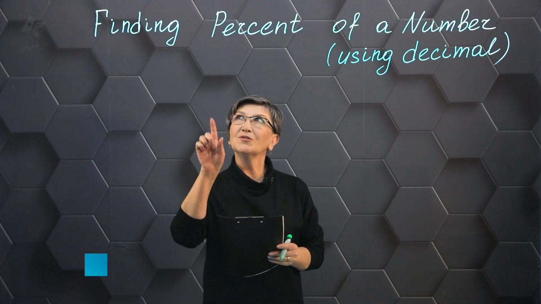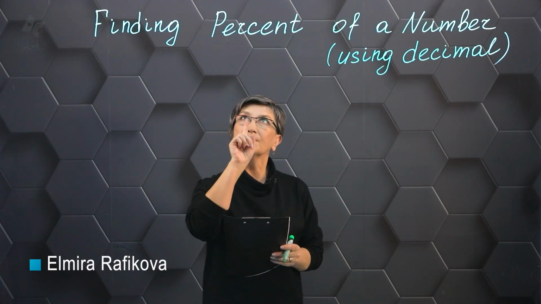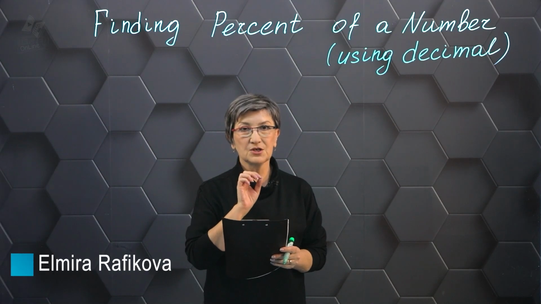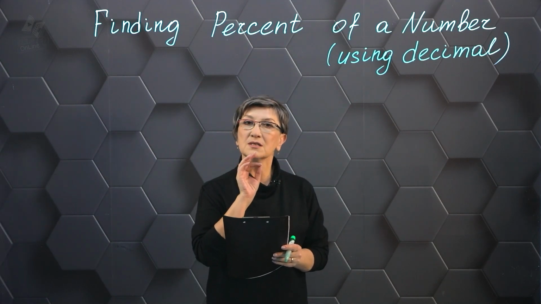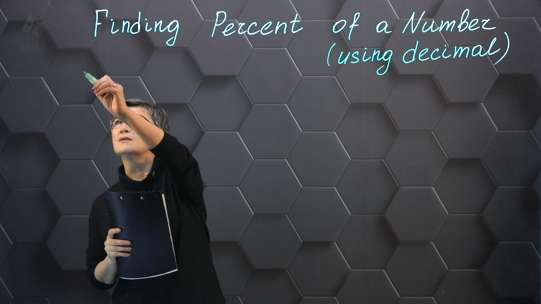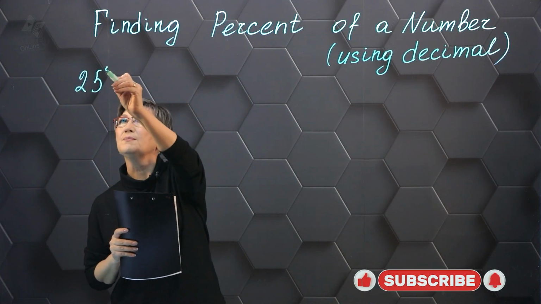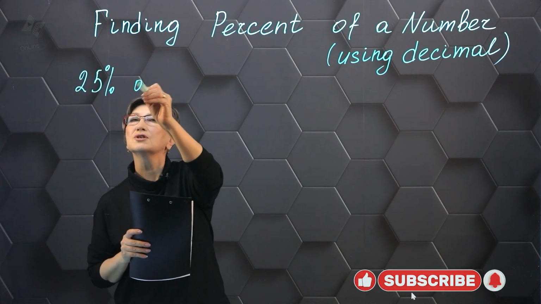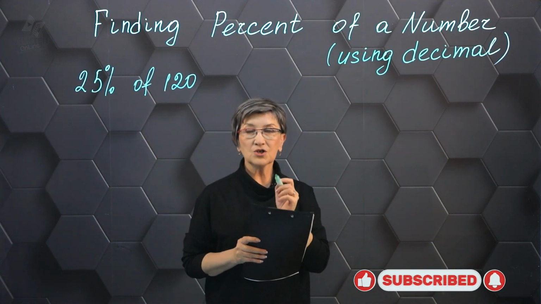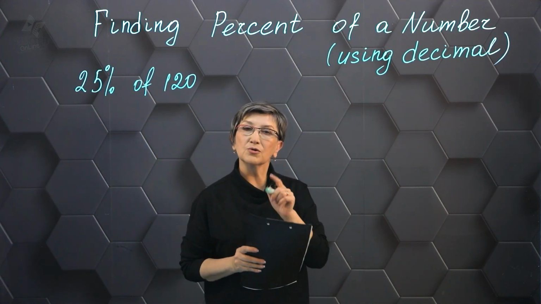Hello! In today's lesson we will continue to find the percentage of a number, but we will use the decimal notation of the number. What do we need to do this? So, if we need to find 25% of 120, what do we have to do? Of course, we can use the way that we have looked at.